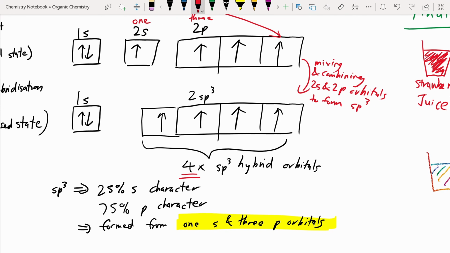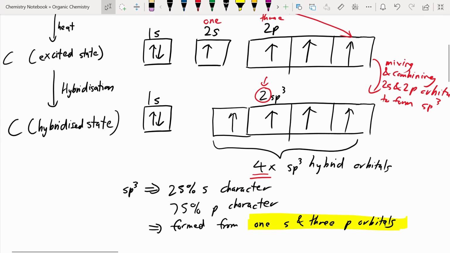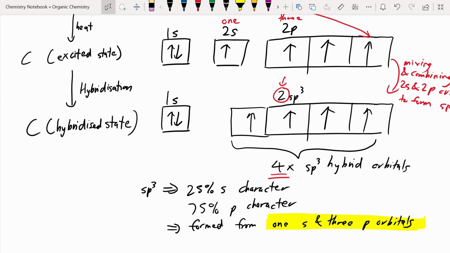4 sp3 hybrid orbitals. Okay, the 2 right here suggests that this is at the quantum energy level of 2, so it's the second electron shell in the atom.